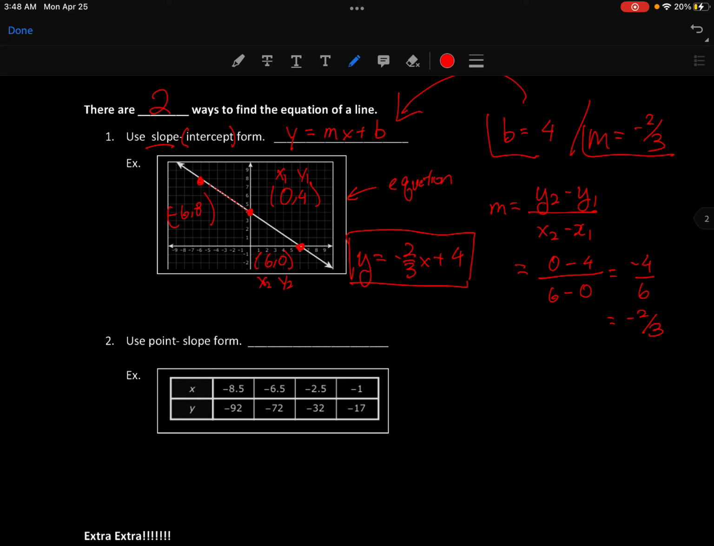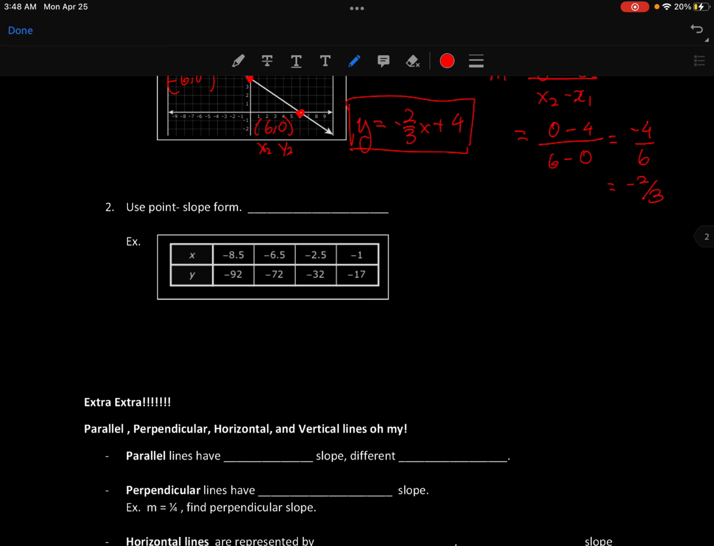Now, the other way to find the equation of a line is using the point-slope form. The point-slope form looks like this. Oh, I messed up. It should look like y minus y1 is equal to slope times x minus x sub 1.